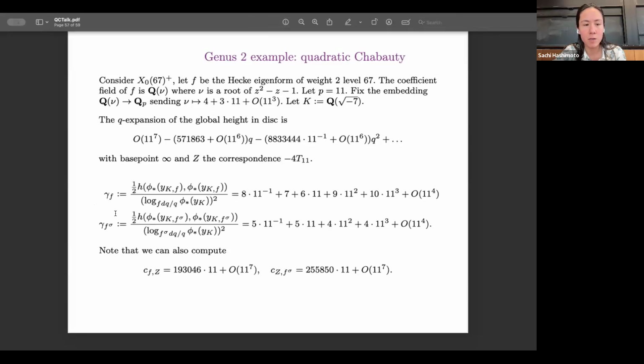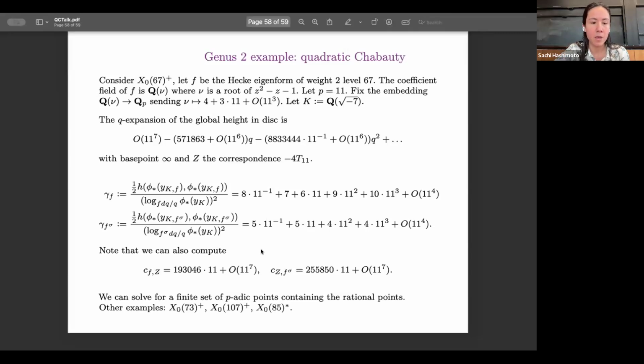We can also write down these two gamma F sigmas. They look like this. These C_F,Z constants look like this. These are the constants coming from this Chow-Heegner point associated to Z and the base point. This is just one quick example, but you can use this to find p-adic points containing the rational points, and I've also done some examples with some other small modular curves, but there are some restrictions on the class number which make it hard to generalize this code explicitly.